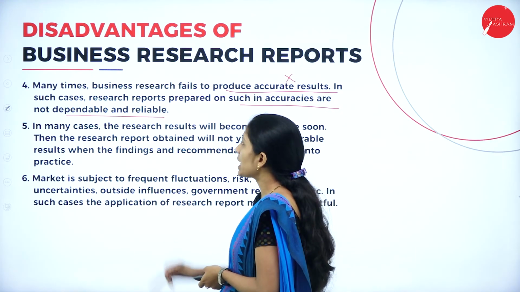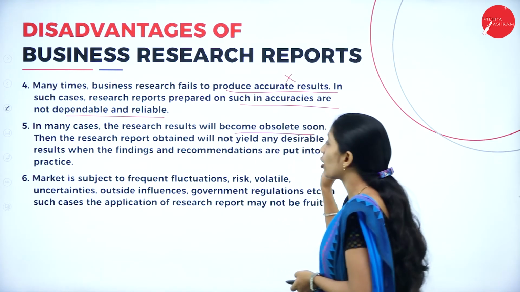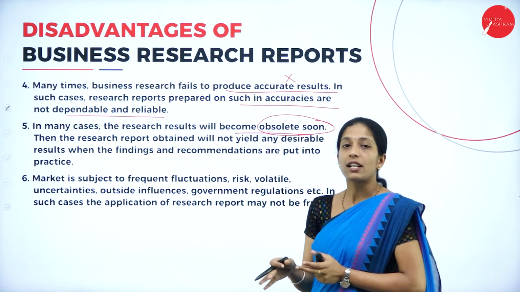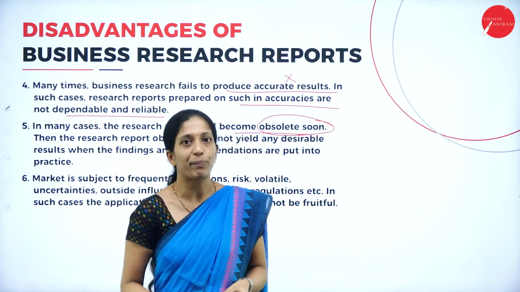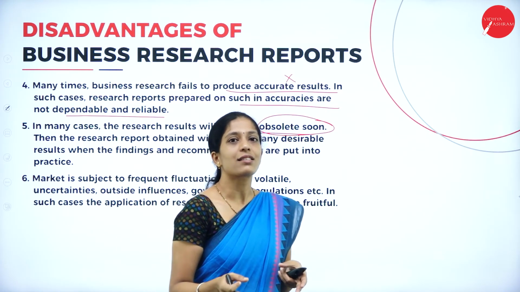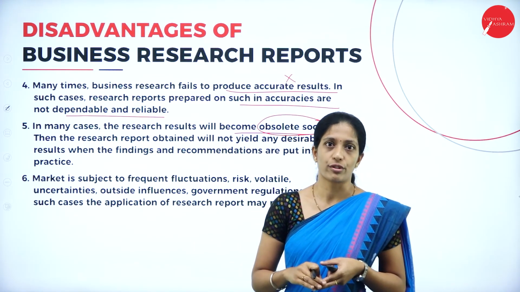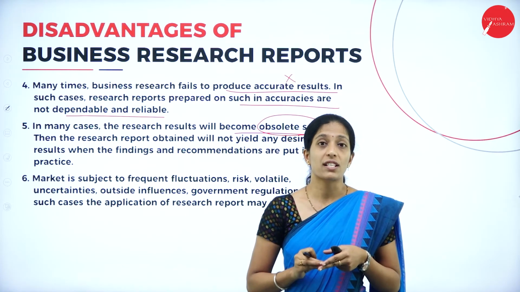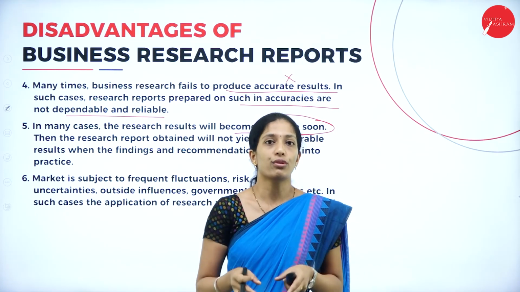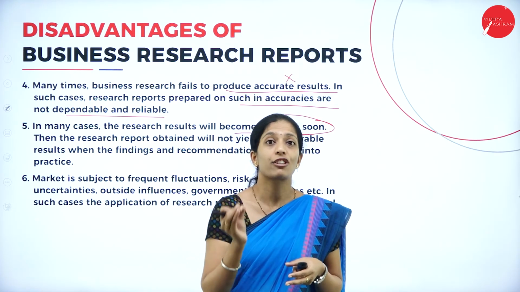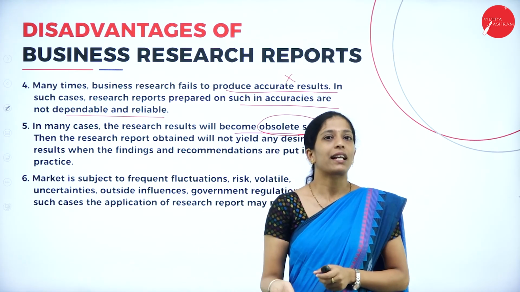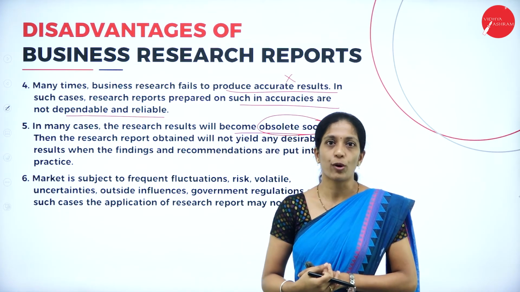And the next one is, in many cases, the research results will become obsolete soon. What do you mean by obsolete? Outdated. Since the research report takes a longer period of time to prepare, as well as to present, during that time it may become obsolete, because the duration of preparation is too long. They have to identify the problem, and they have to identify the solution for that. It's not an easy task, it takes a lot of time, thereby the research report becomes obsolete soon. When it is outdated, we cannot refer to that research report again.